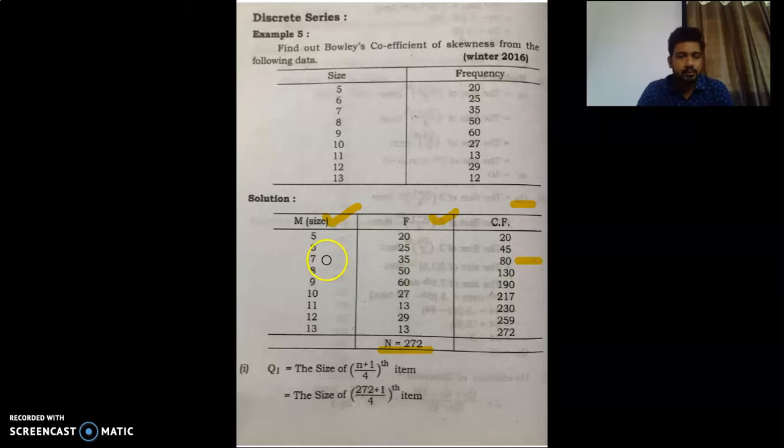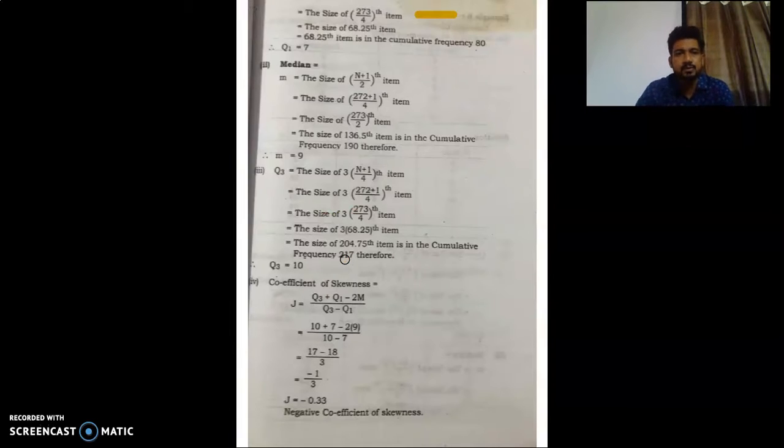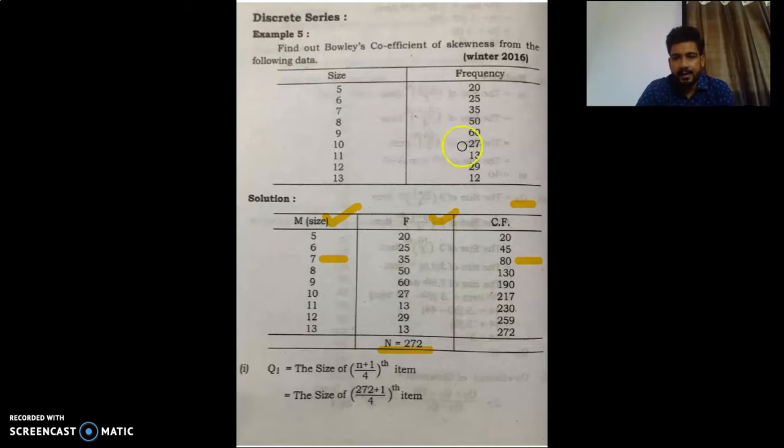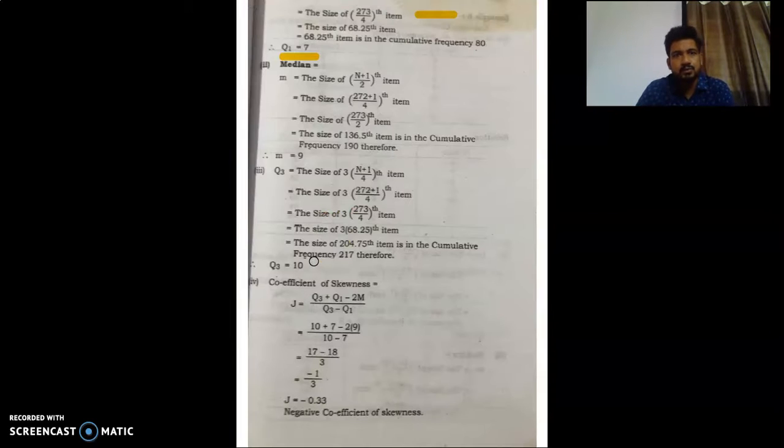So the value that we have here for Q1 is 7. The 68.25th item is located in cumulative frequency of 80. That's why 80 represents 7. So Q1 equals 7. This is our first answer.